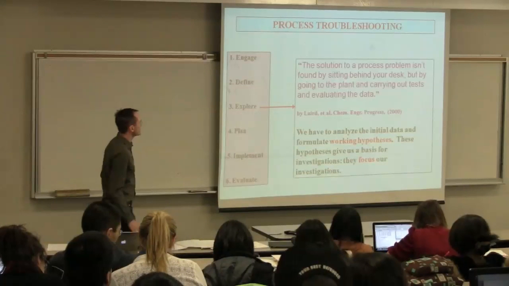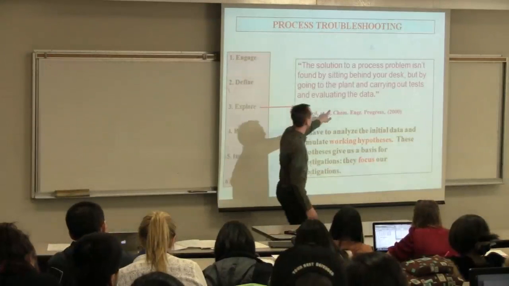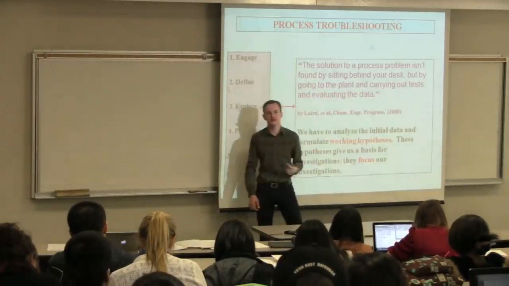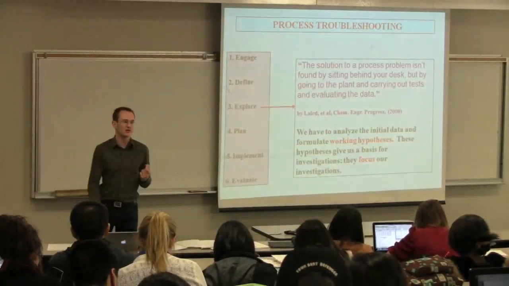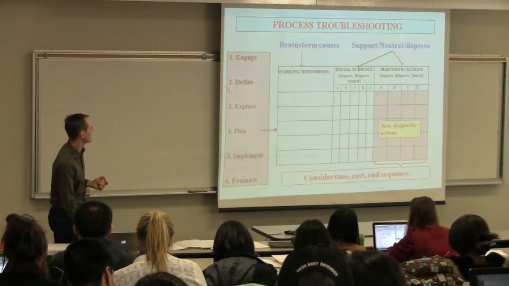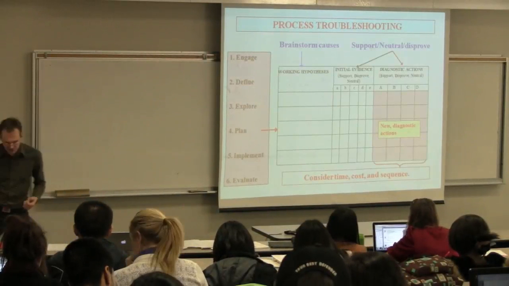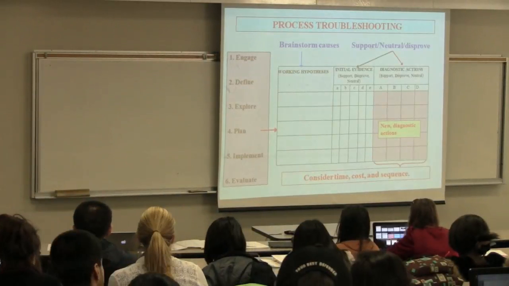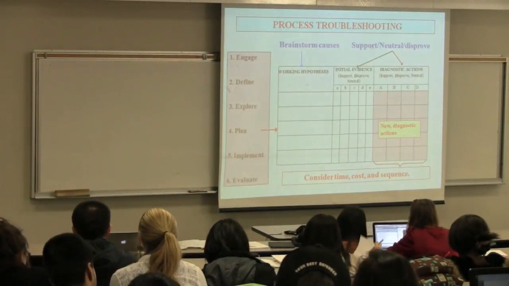Now, the second part here is what we're going to look at next, carrying out tests and evaluating the data. Those two are the next two critical steps that we have to be clear on in the troubleshooting. So that's where this plan step comes in. Now, I'd like you to take a look at the back of the sheet that you got yesterday. Does everyone have a copy?